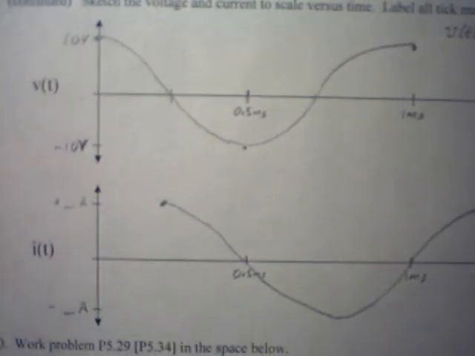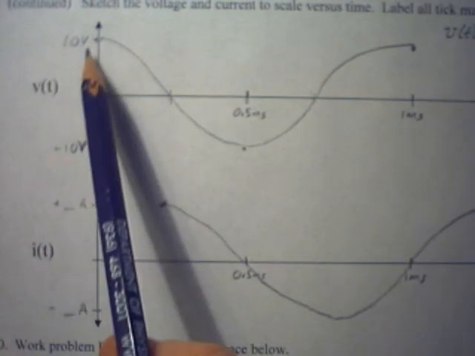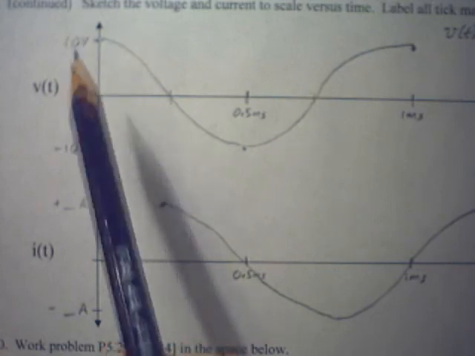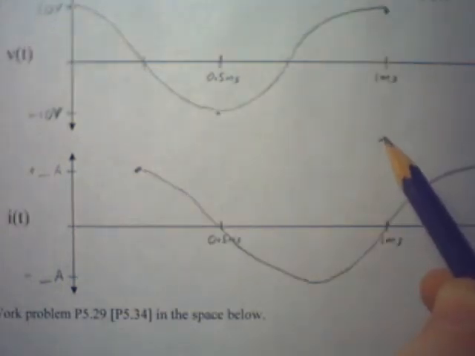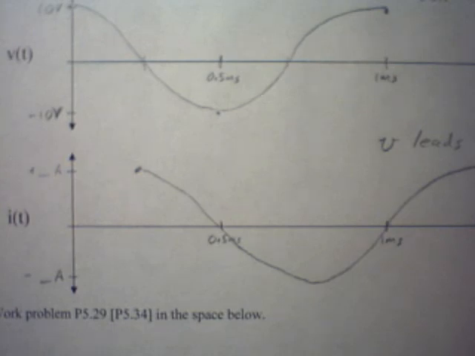Let's make sure it makes sense. We have the voltage leading the current by 90 degrees, which corresponds to 1/4 of a wave. V leads I by 90 degrees. Does that make sense?